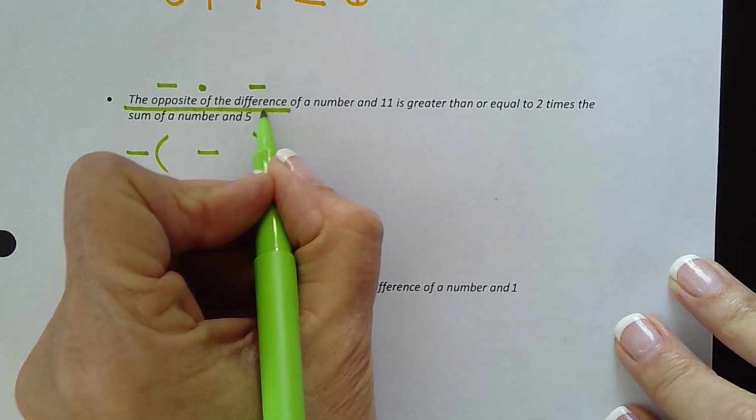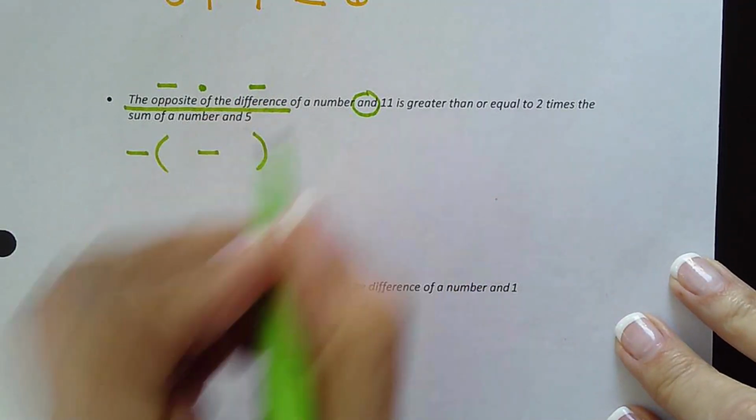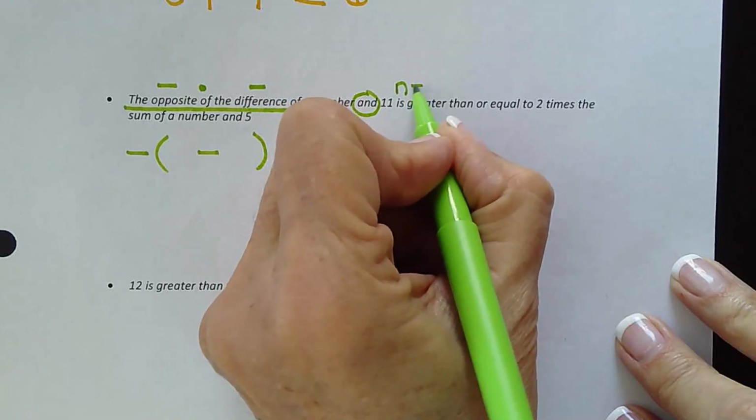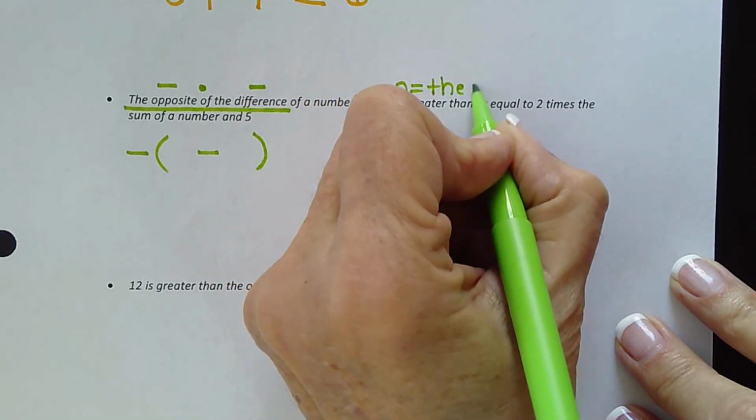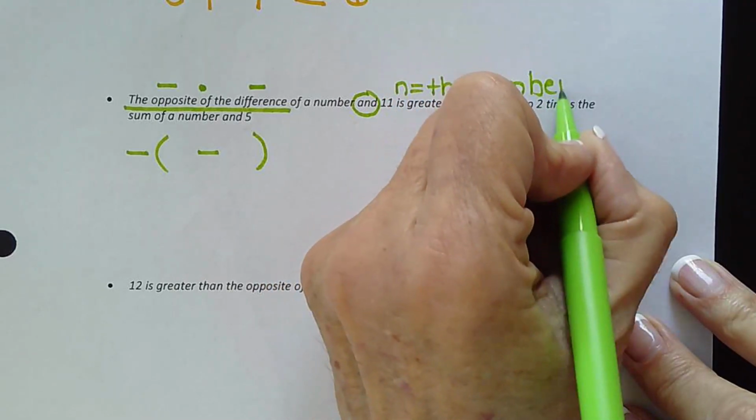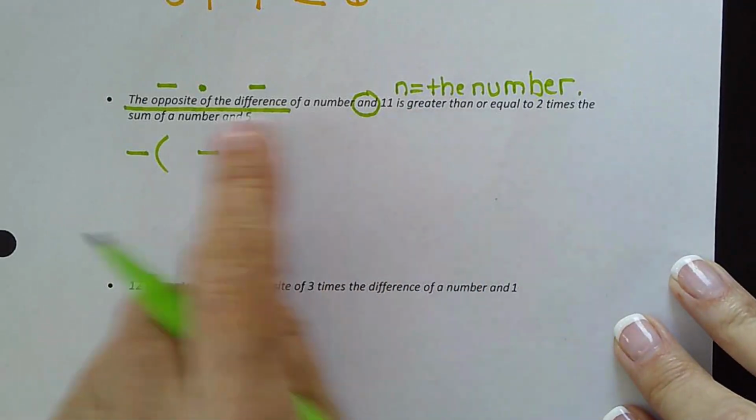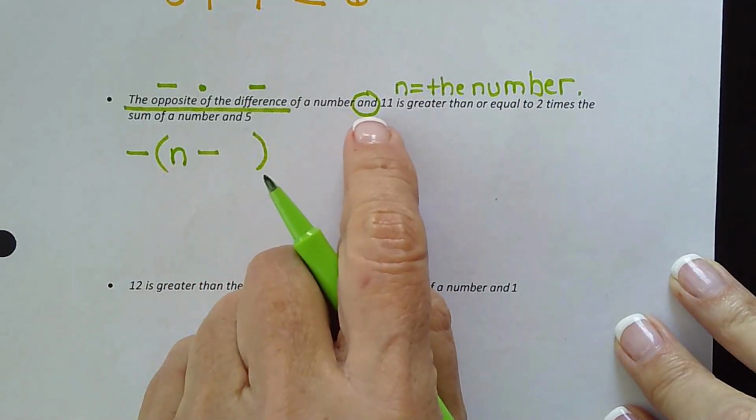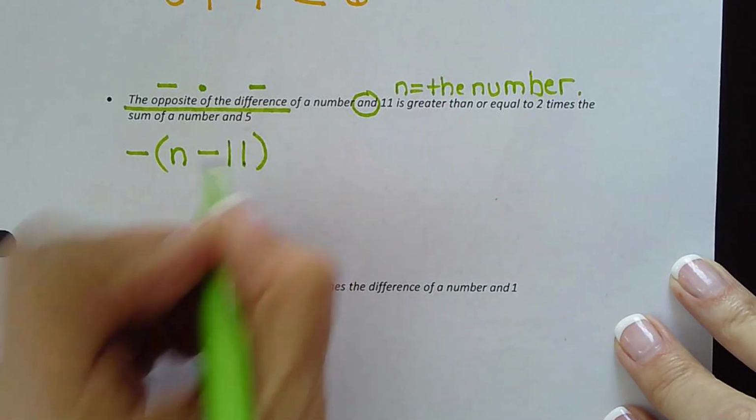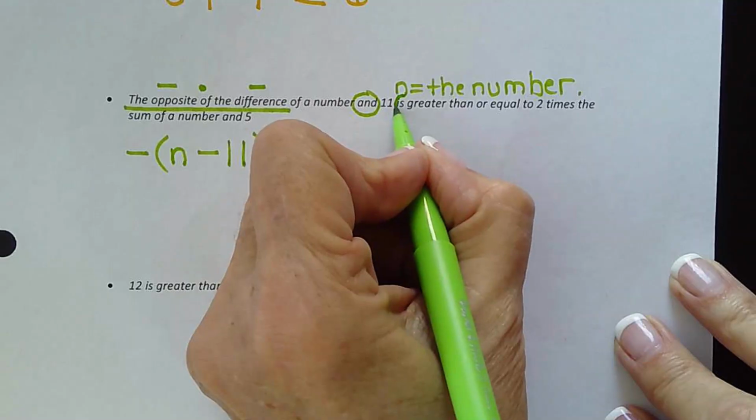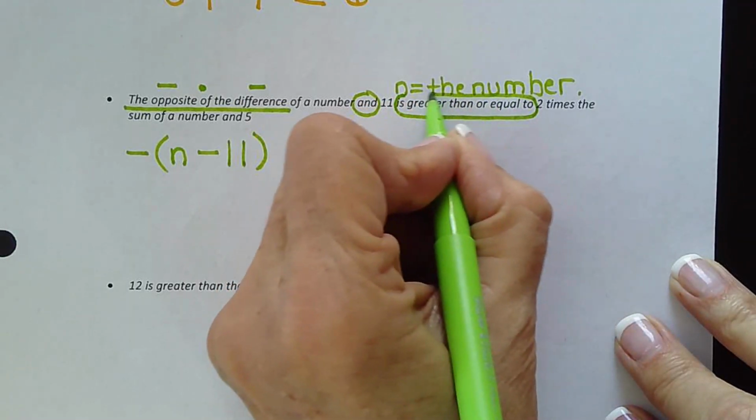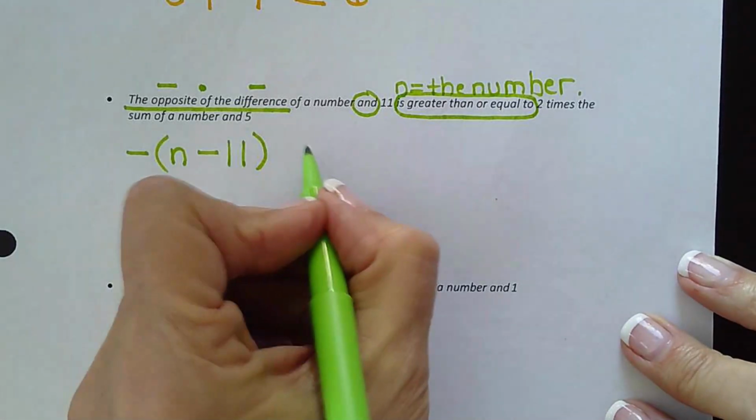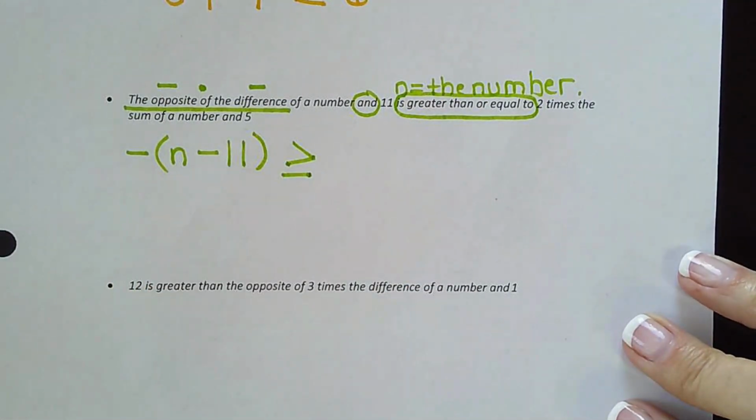Okay, and because difference is one of the operator words, we look for and. Number, let's have this number be n. n equals the number, because and is always going to give it to you, so I want to make sure you're always looking for that. A number, so n, and is the subtraction sign. 11 is after the subtraction. Is greater than or equal to. See how there's no interruption there? Is greater than or equal to. So greater than or equal to.